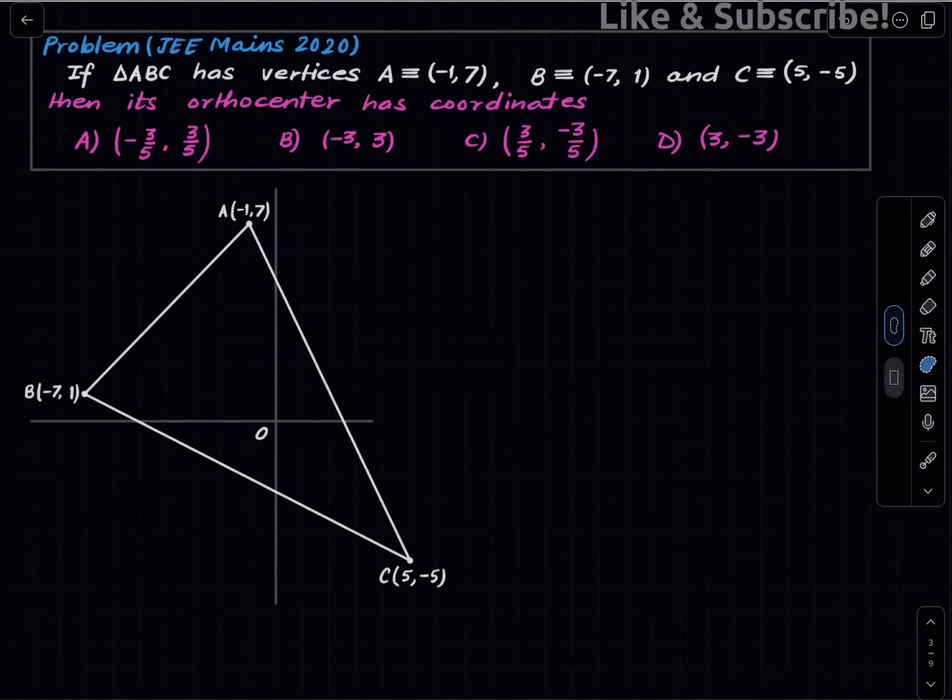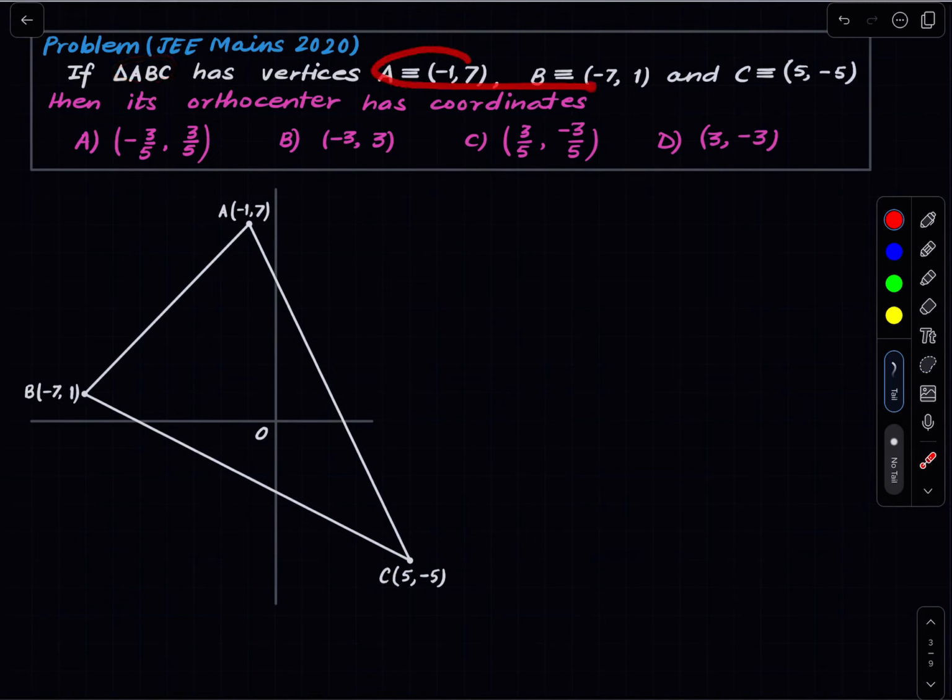Okay, let's move on. So here is the next problem. We have a triangle ABC and the coordinates of the 3 vertices are given. I have drawn the diagram, and we need to find the coordinates of the orthocenter. So this is just a very straightforward problem. Just use the definition of the orthocenter. The orthocenter is the point in the triangle where the 3 altitudes meet.